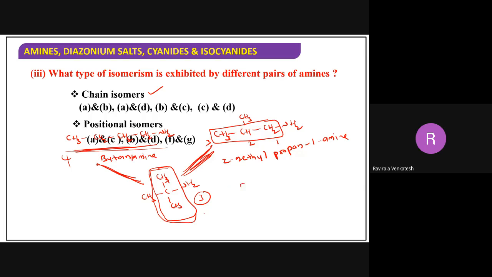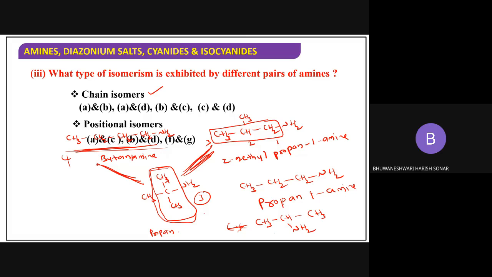Next we can write positional isomers. Positional isomers means I can write like this. CH3, CH2, CH2, NH2. This is called what? Propan 1 amine. Now if I write like this, CH3, CH3, NH2. What is the name of this one? Anybody? The name of this one. Are you there? Propan 2 amine. Propan 2 amine.